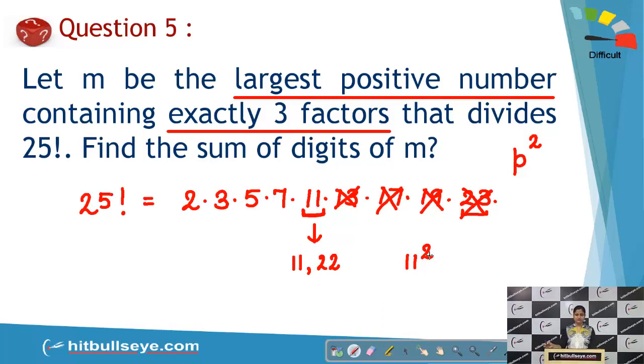Now what was the question? The answer is not 11 square in this case, because the question was to find the sum of digits of m. What is m here? 11 square, that is 121. So what is the sum of digits? That will be 1 plus 2 plus 1, which comes out to be 4. That's why 4 is the answer in this case.